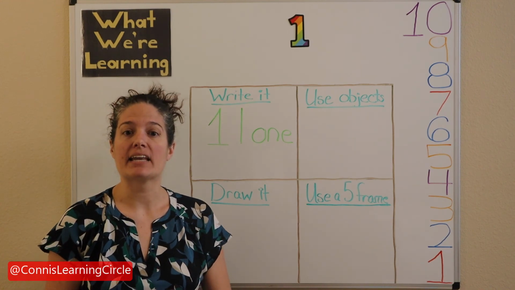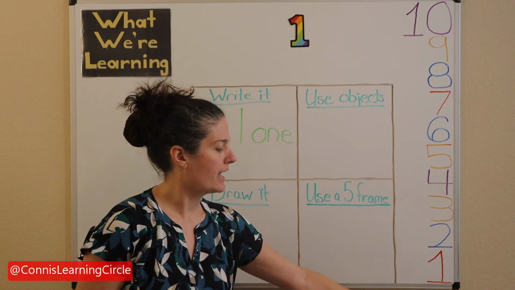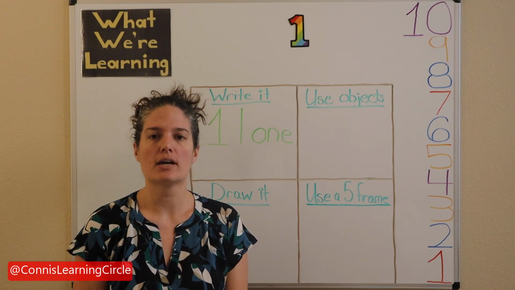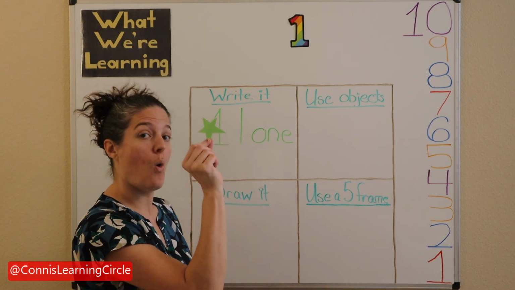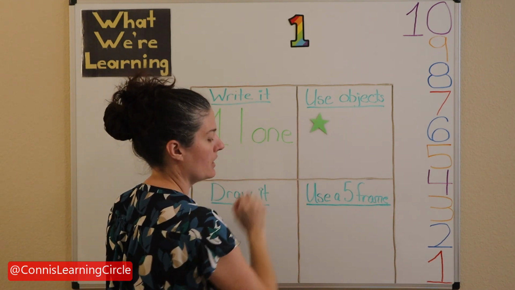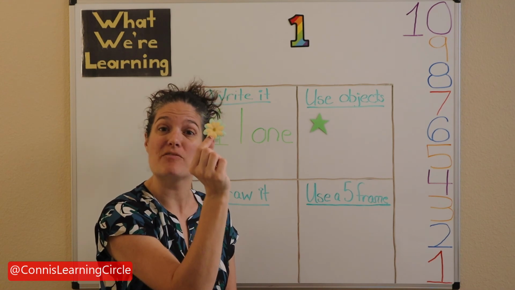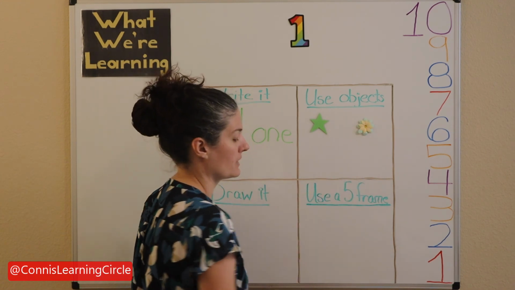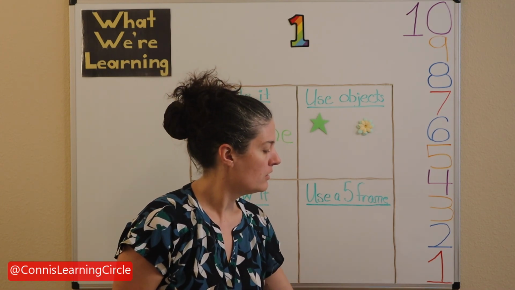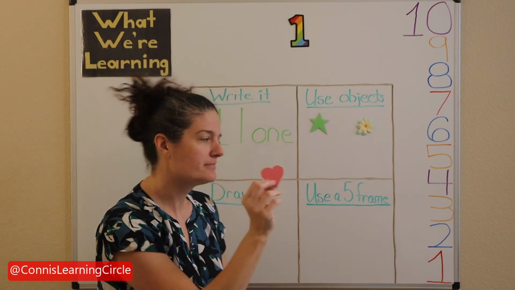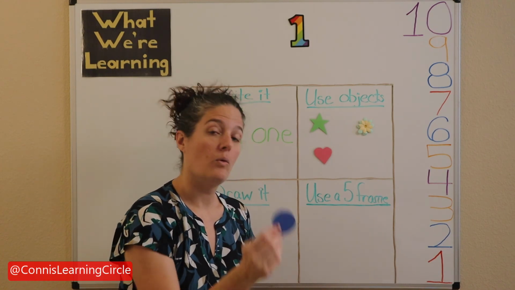Another way we can show the number 1 is to use objects around us. You can use shapes like this star. I have 1 star. Or I can use these cool little flowers. I have 1 flower. I have 1 heart. And I have 1 circle.